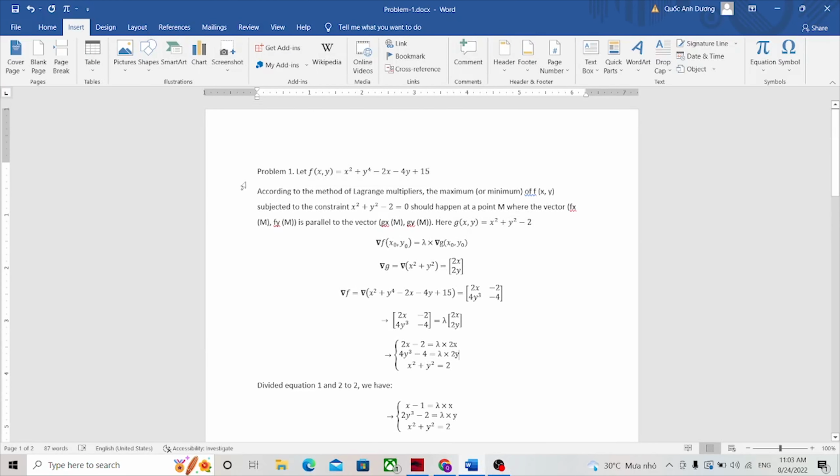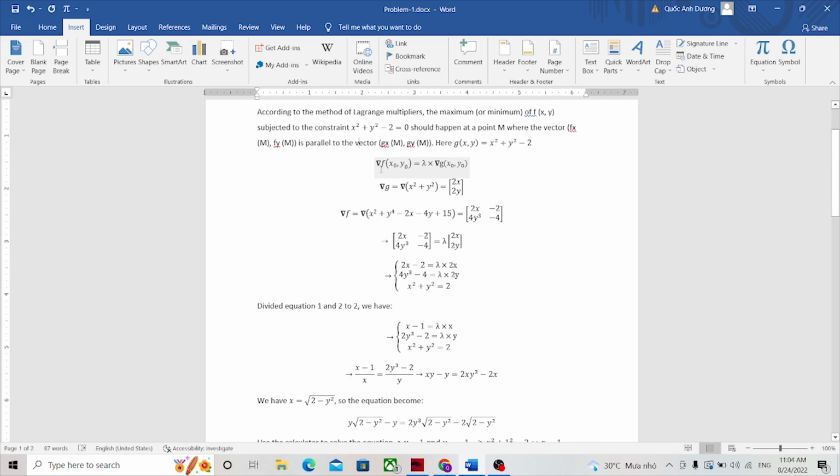Okay, hello lecturer. So now let's come to problem 1. I will show this problem, and according to the method of Lagrange multipliers, I will find the maximum or minimum of f(x,y) subject to the constraint x squared plus y squared minus 2 equals 0.